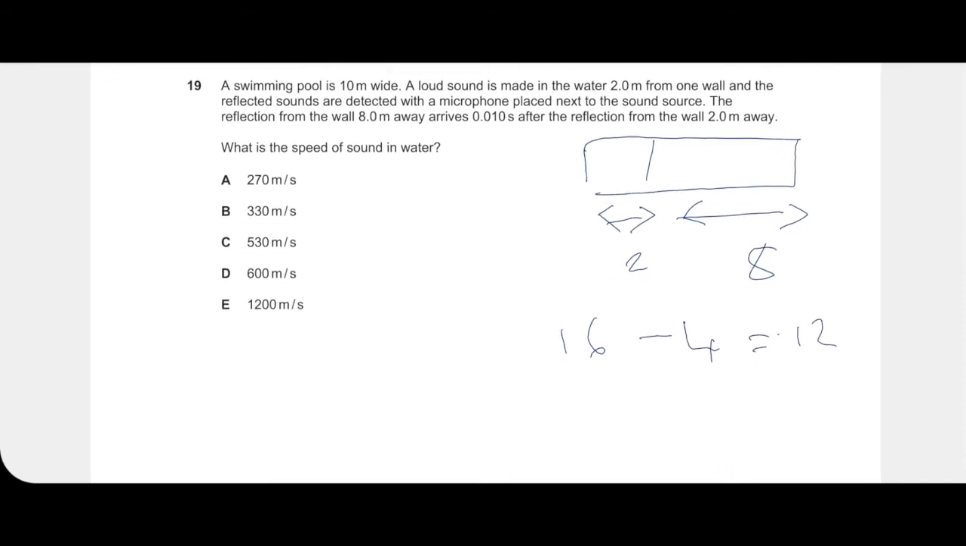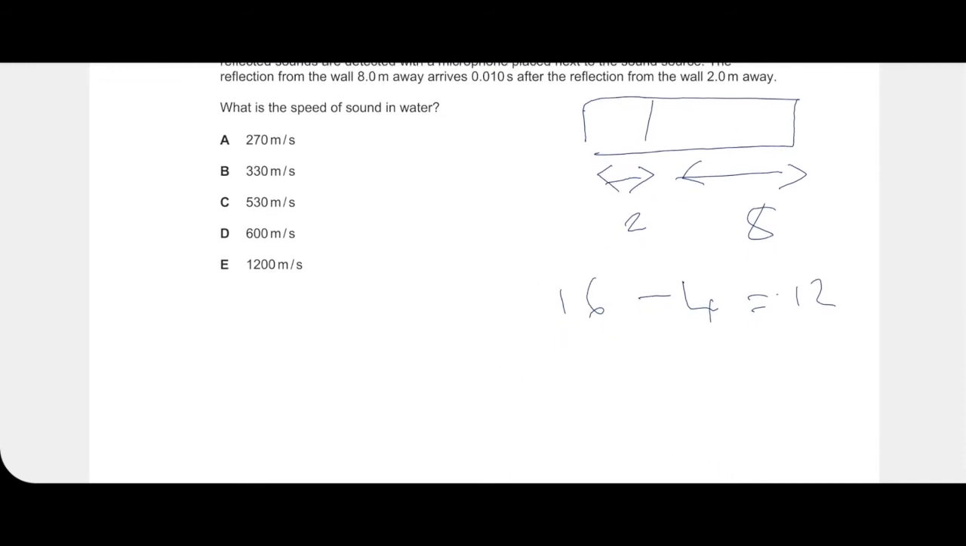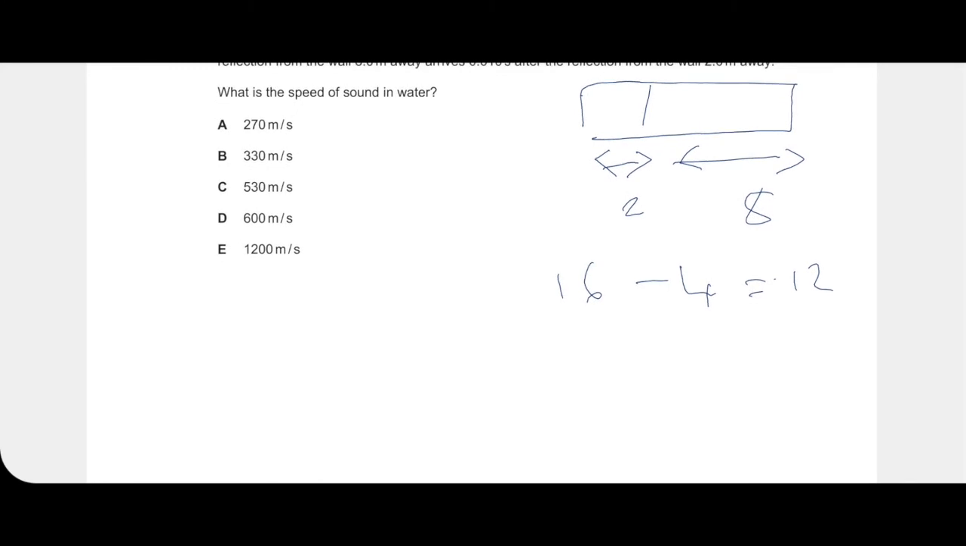Now I can move on to step number 4. I could input this value of 12 into speed is equal to distance over time to work out the speed. So 12 over 0.01 is equal to 12,000 meters per second. That means the answer is E, and that is question number 19 completed.